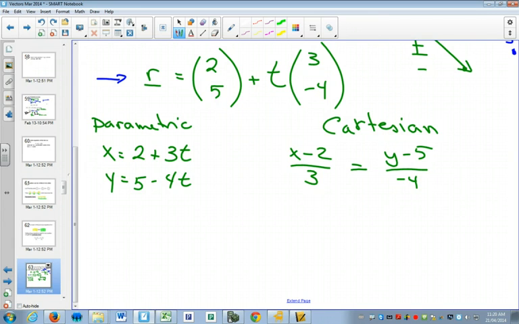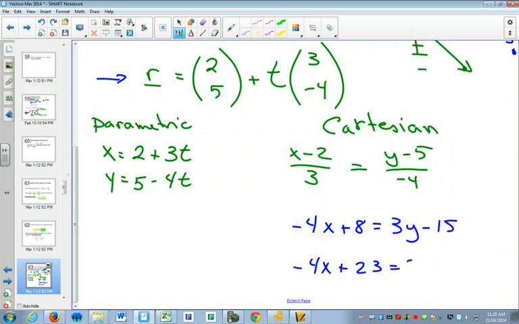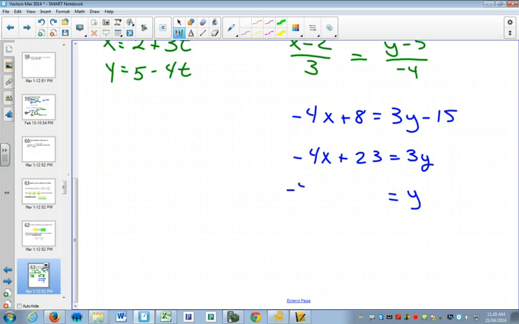And once you have your Cartesian, can you see that if you wanted to, we could simplify this? What would happen if I multiply both sides by 3 and 4 to get rid of fractions, sort of cross multiply? I'm going to get negative 4x plus 8 equals 3y minus 15. If I got y by itself by adding 15 to both sides, I get 3y equals negative 4x plus 23. And if I divided this by 3, I get y equals mx plus b. Right back to where we were in grade 10 and 11 math.